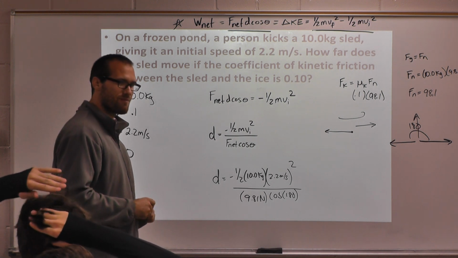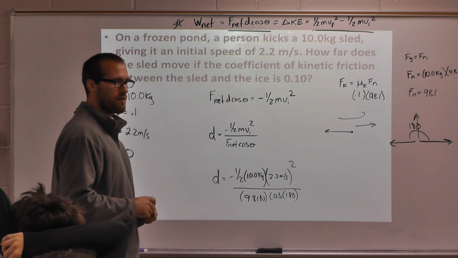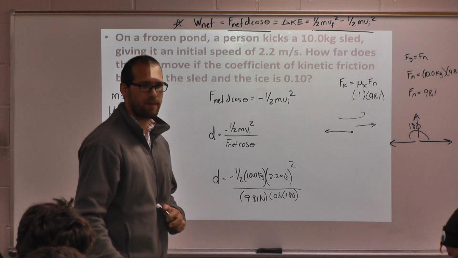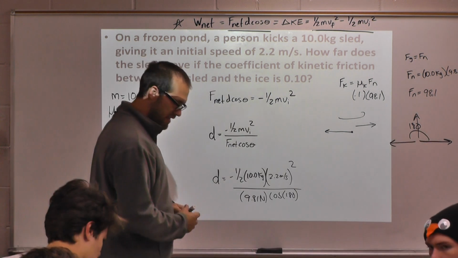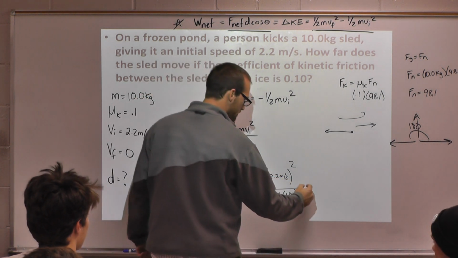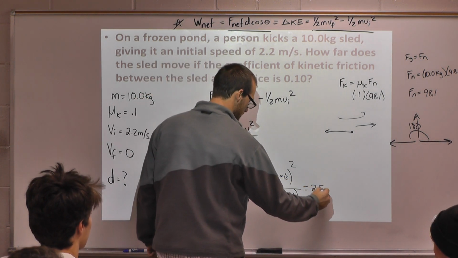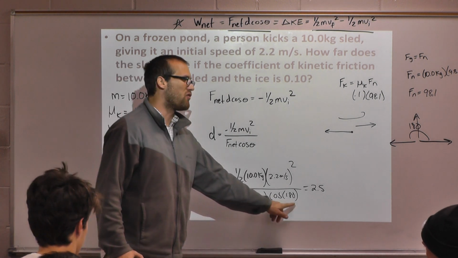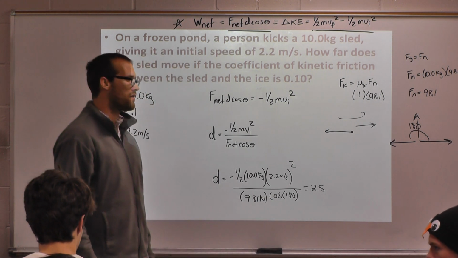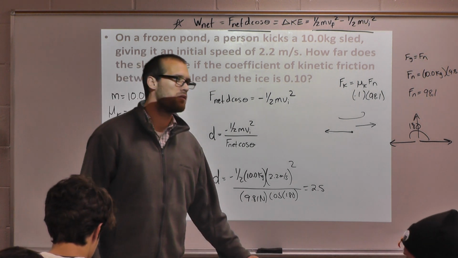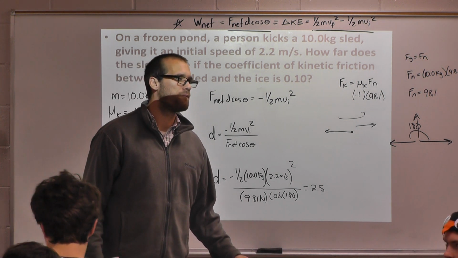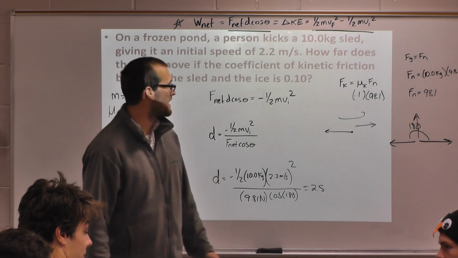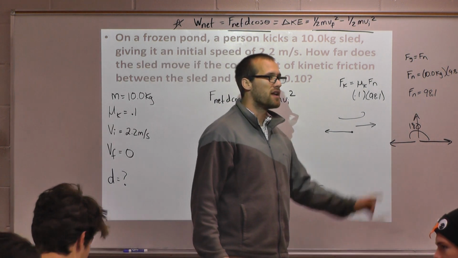I didn't realize that it's slowing down. It's negative. What is cosine of 180? It's negative 1. Yep. Cosine of 180 is negative 1. Is F net what? F net is the net force, but in this case, there's only one force. Friction.